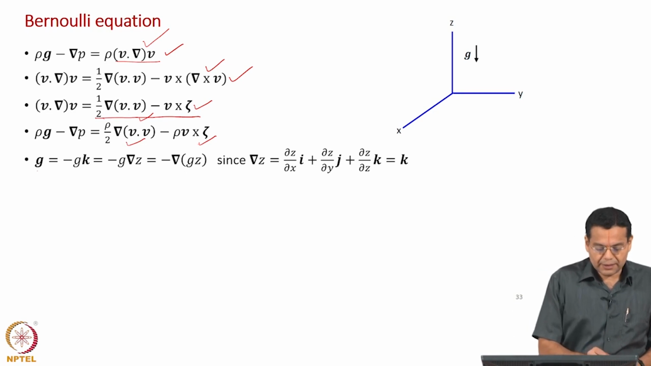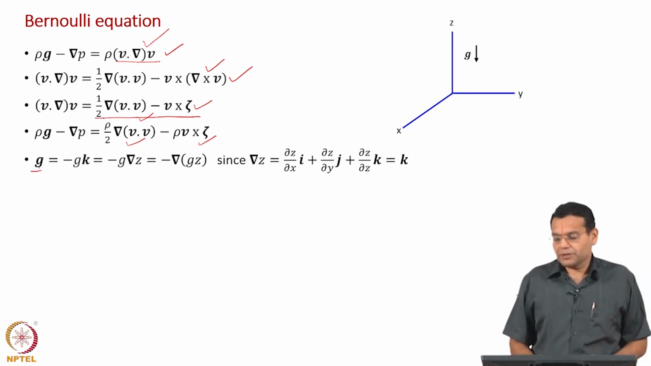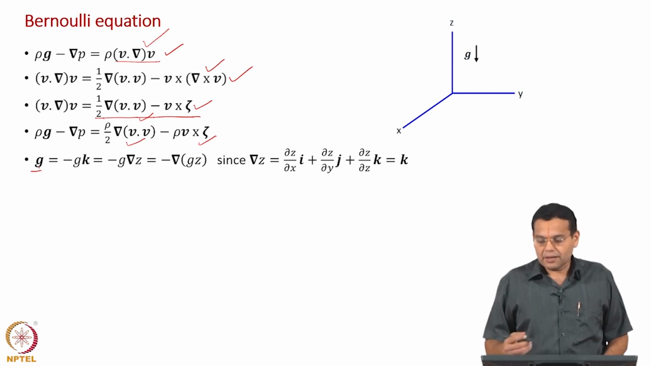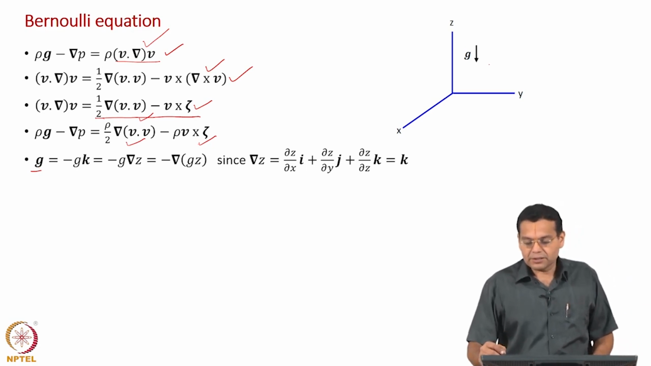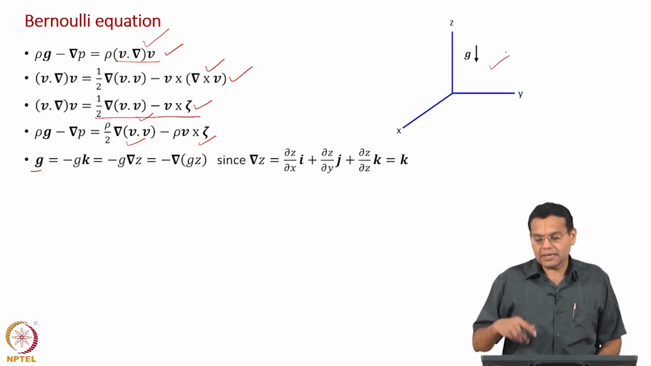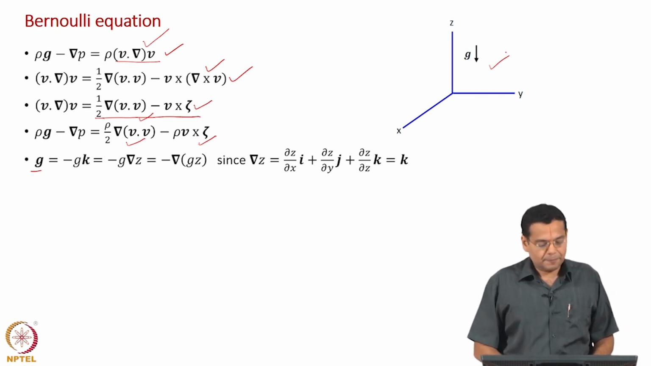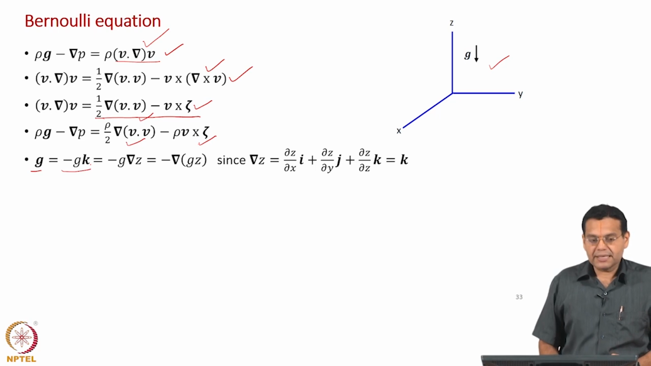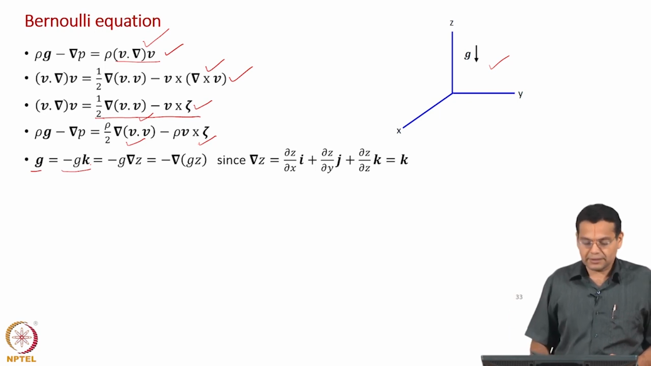Okay. G vector. Now, to do that we should discuss the choice of coordinate axis. The obvious choice of coordinate axis whenever there is elevation is this coordinate axis, where z is along the vertical direction. So, G vector can be written as minus G k vector, because G acts along the negative z axis.